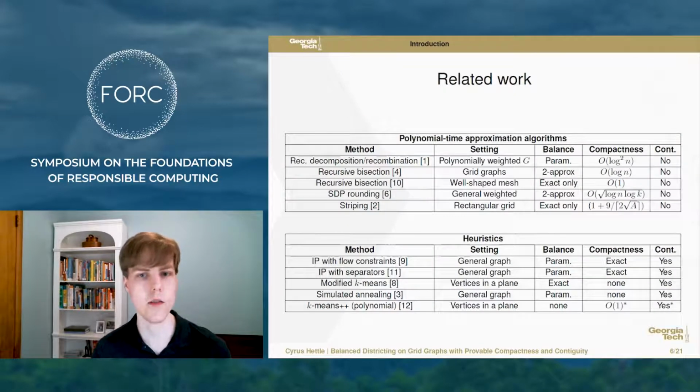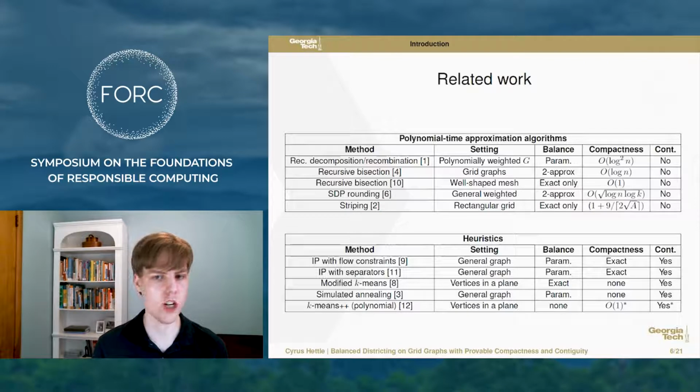So here's an overview of some related work, both some polynomial time approximation algorithms and some heuristic methods. We can see the polynomial time approximation algorithms apply in various settings, some more general, just general weighted graphs, some just on grid graphs, or other kinds of mesh. There are various tolerances for balance. Some are parameterized: you can choose any epsilon you want. Others just give a 2 approximation or require epsilon equals 0. There are various compactness guarantees, scaling with how general the setting is. But common to all of these, there's no contiguity guarantee.